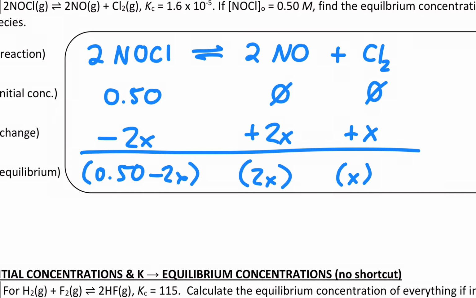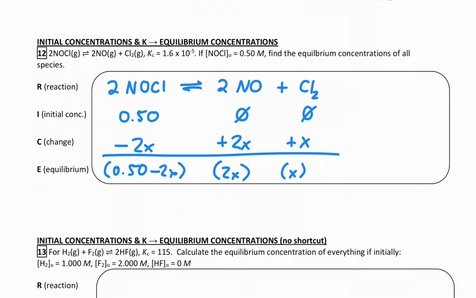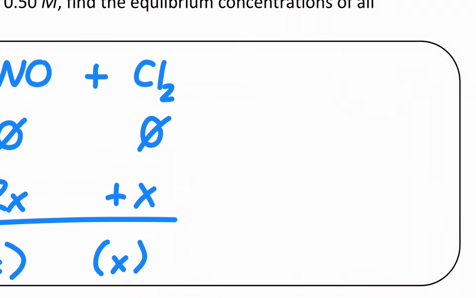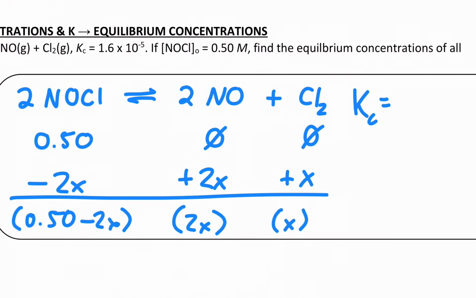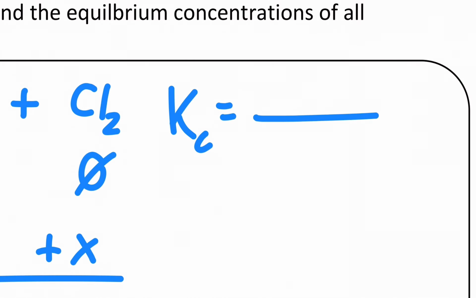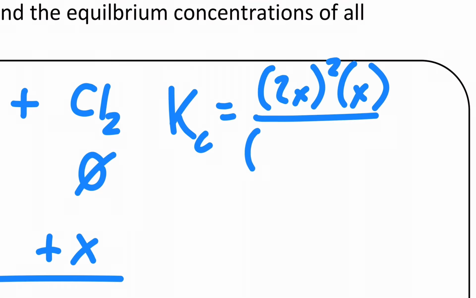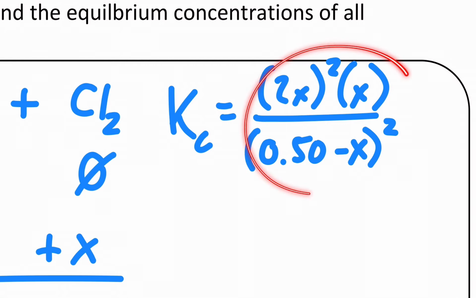Now, they actually give us the numerical value of K, but I'm going to first just write the expression. I'm going to write it in terms of the x's. We know it's nitric oxide squared times chlorine to the first divided by nitrosyl chloride to the second power. Let's substitute in what we just wrote for x. That's the quantity 2x squared times x divided by 0.50 minus 2x squared. And I could, if I wanted to, expand this. I would get a cubic expression, a very complicated cubic expression once I combine like terms.